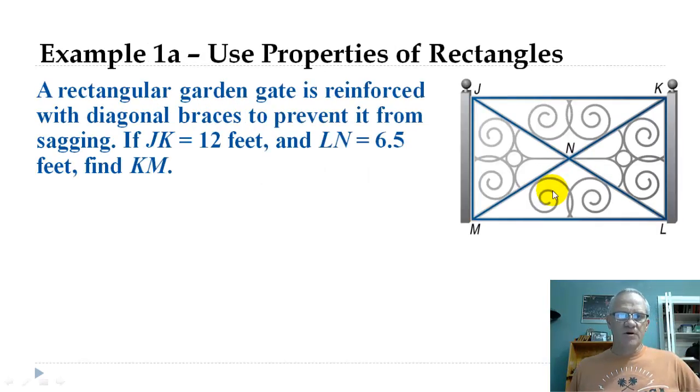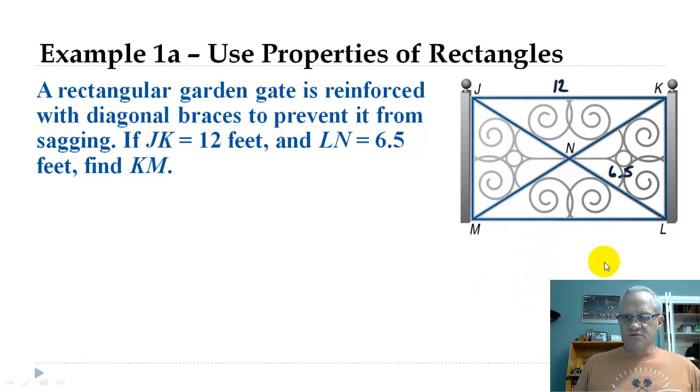Let's look at some examples here. Properties of rectangles. All right, it says a rectangular garden gate's reinforced with diagonal braces to prevent it from sagging. If JK is 12 feet, let's write this in here. JK is 12 feet. LN is 6.5, so here's LN. This is 6.5 in here.